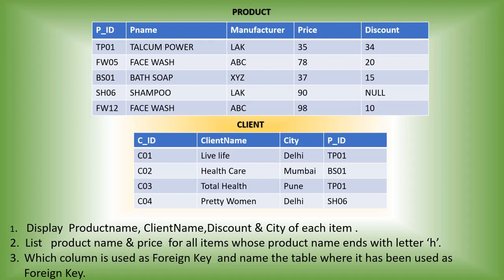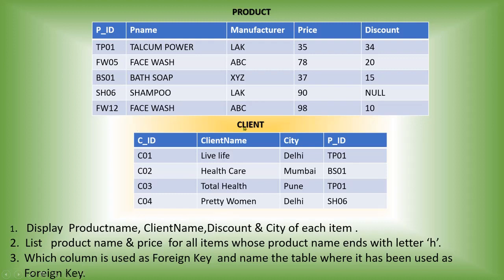In the product table, which attribute can be taken as the primary key? Yes, PID can be taken as the primary key of the table product, because PID means product ID. Every product has a separate product code, so PID will be taken as the primary key of the table product.